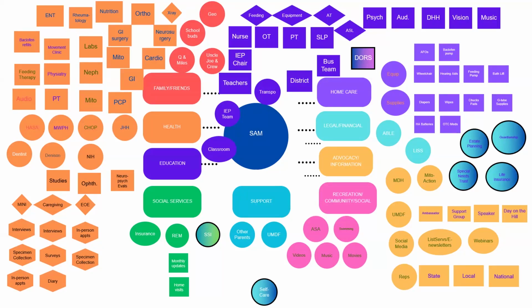You know what's not really there? There's not a whole lot of support. UMDF is there for support. There's not a whole lot of family and friends. It can be really isolating to be in this situation. I don't know if that's something we can work on, but it's something maybe we can talk about as a group today. The advocacy and information, there's a lot, but again, that legal, financial, that's more stuff that I have to do than that actually is already established.